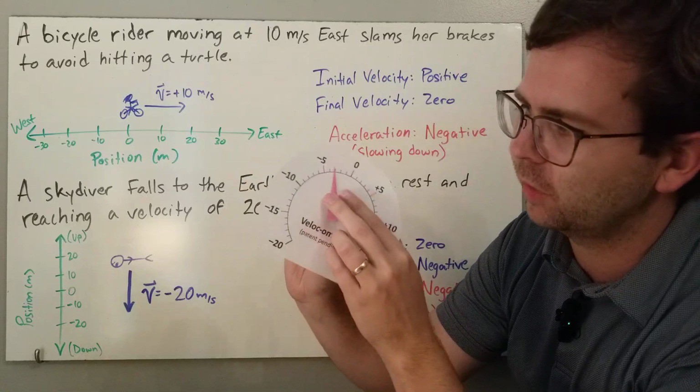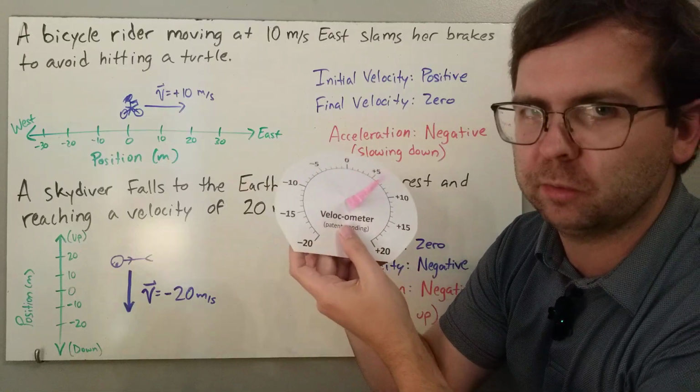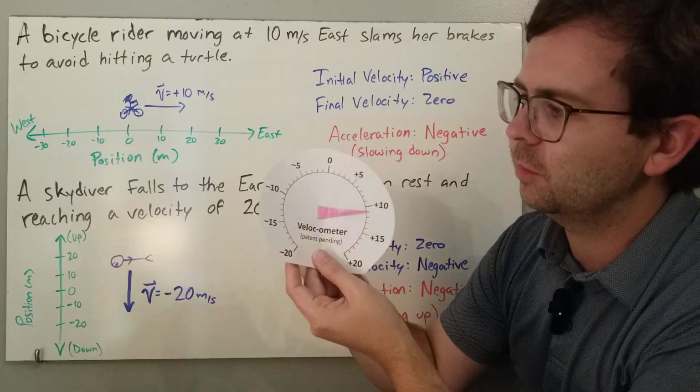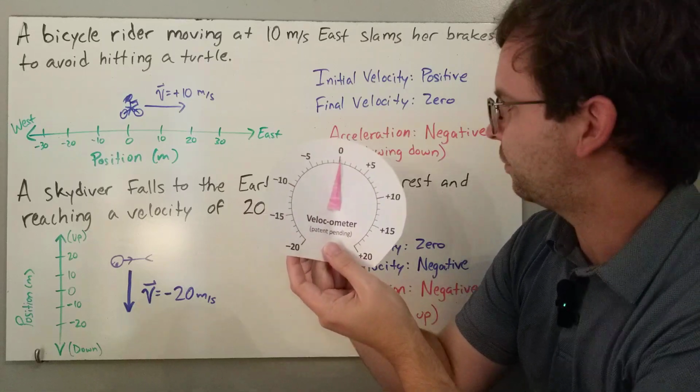I don't know if my needle is lining up very well. I made this in about 30 seconds. So she's slowing down to 0.